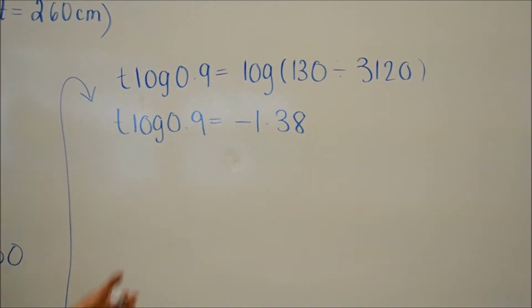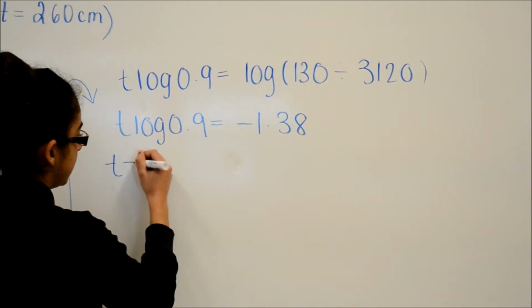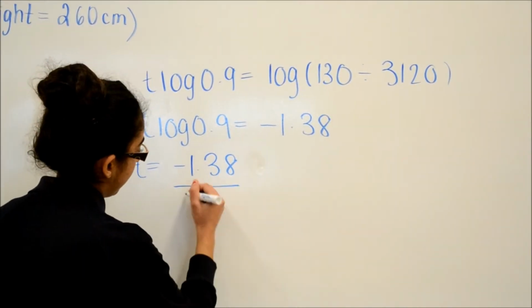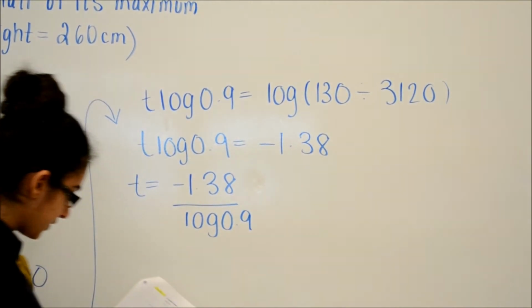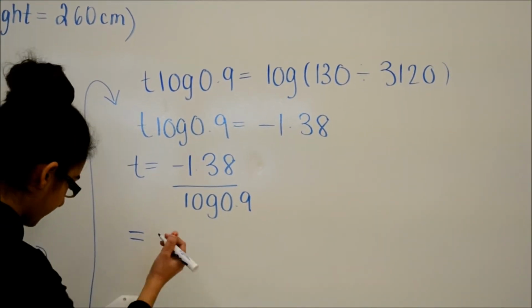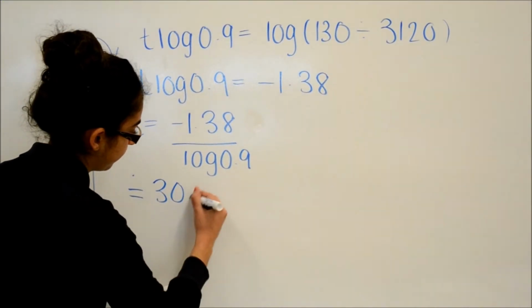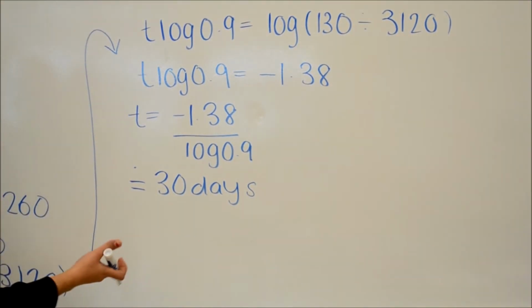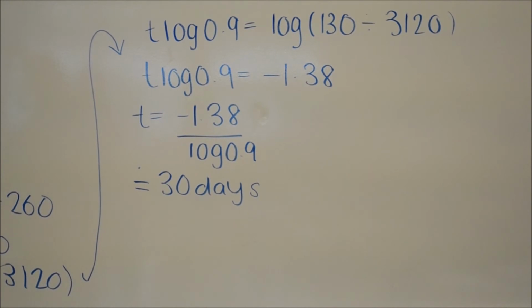And now, to get t by itself, we're going to divide both sides by the log of 0.9. So t is equal to negative 1.38 divided by the log of 0.9. So when we get that answer, it's going to be approximately 30 days. Therefore, that's how many days it takes for the sunflower to reach half of its maximum height.